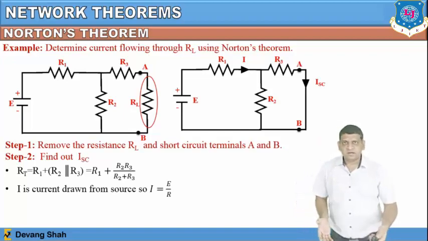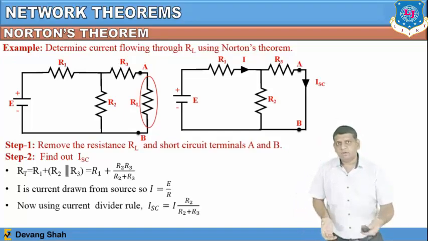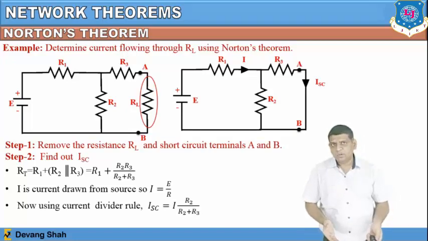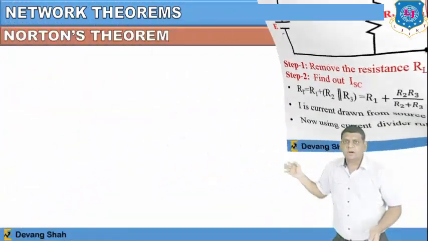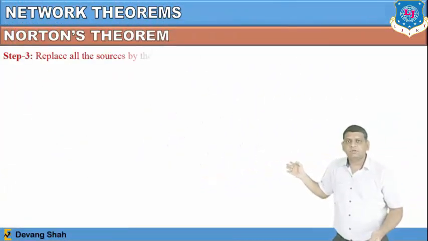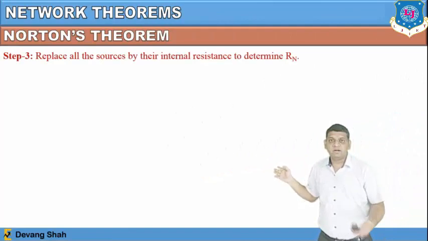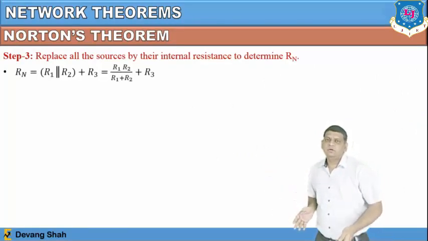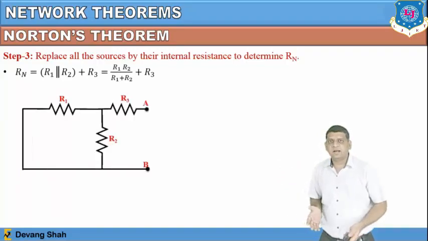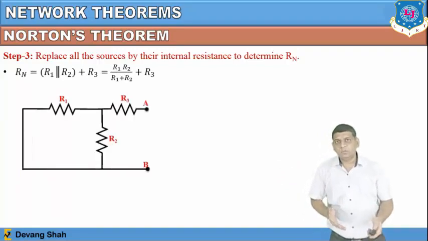Then you have to find the circuit current I, that is equal to E by R, and from then you can find ISC is equal to I into R2 divided by R2 plus R3. Then you can see the second network from here. Next part, when you have to use step number 3, your next job is to find the equivalent resistance. You can consider it as RN or RTH, where you can find from this network that RN is nothing but R1 parallel R2 plus R3.